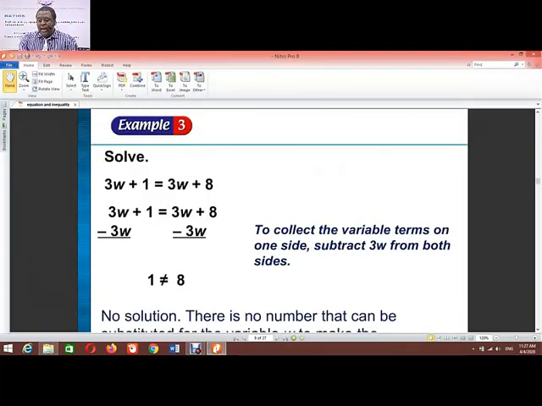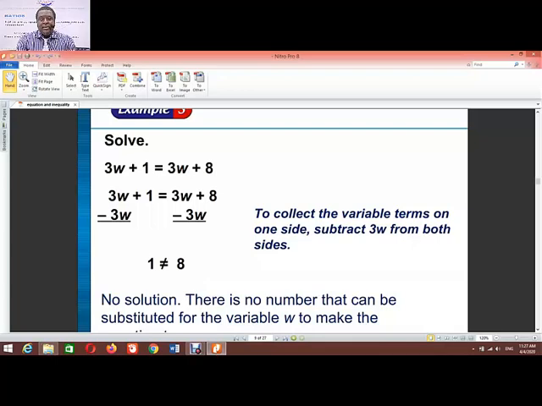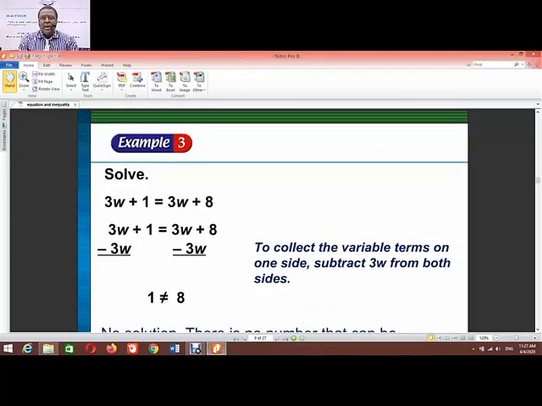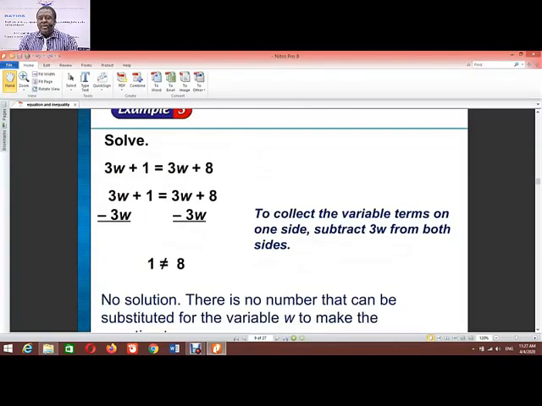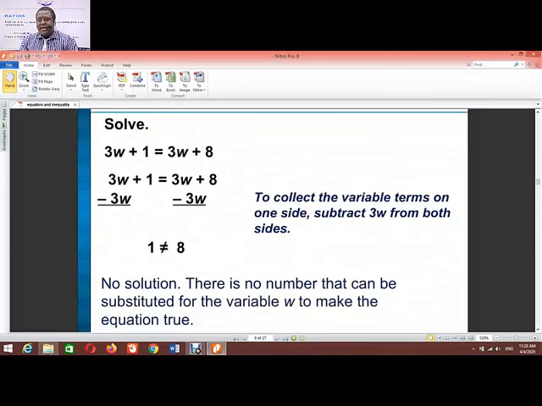And there is another type here, and it's similar to the one we did earlier on. We follow the same procedure, and when we follow the same procedure, we have no solution here. Why? Because there is no number that can be substituted for the variable w to make the equation true.